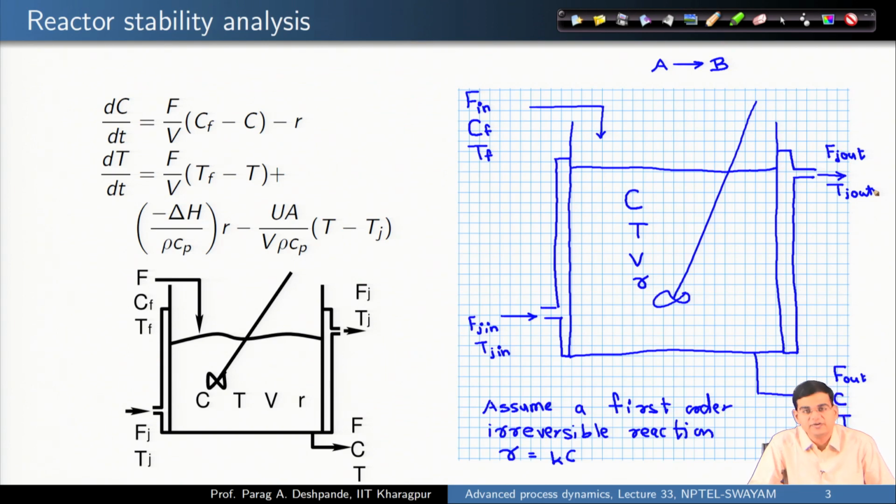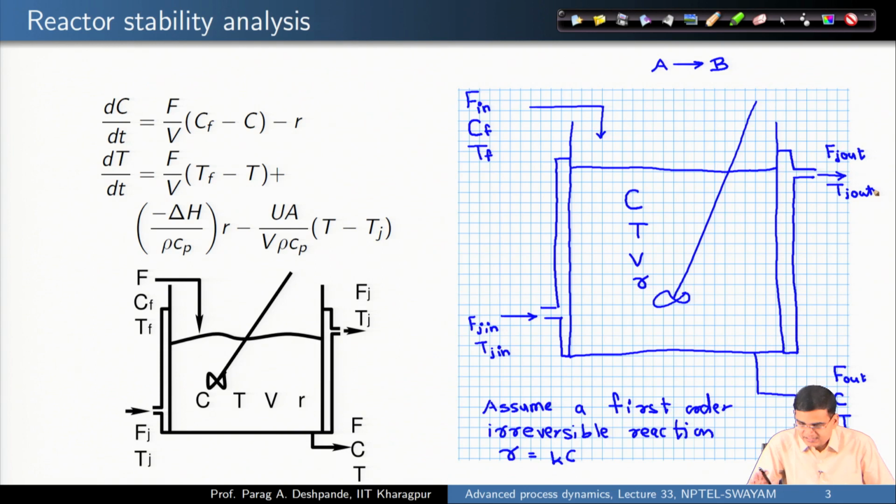The inlet flow rate is F in, the volumetric flow rate. The concentration of the species A in the feed is C f. It comes at temperature T f. F stands for feed. There is a well mixed system inside the reactor, so there are no temperature or concentration gradients, no spatial gradients, inside the reactor. Therefore, the concentration of A inside the reactor is C, the temperature is T, the volume is V. At this point of time, we cannot say whether the volume V of the reaction mixture is a constant or a variable. We have just denoted it as V. The rate of reaction is R.